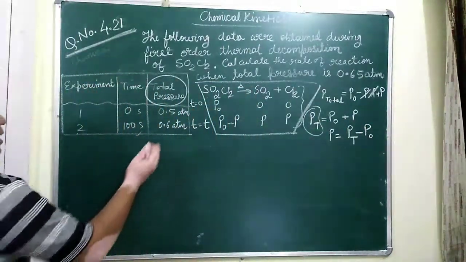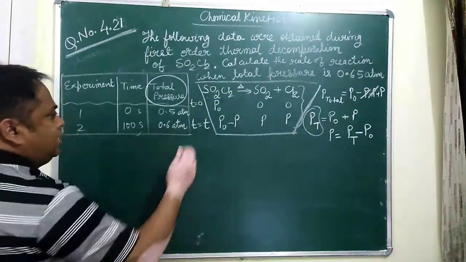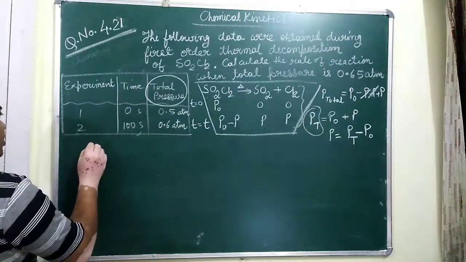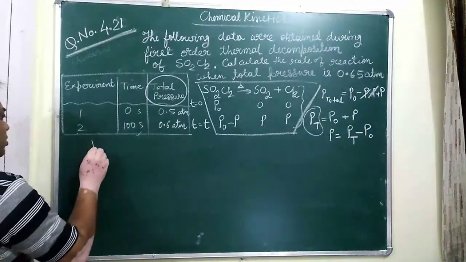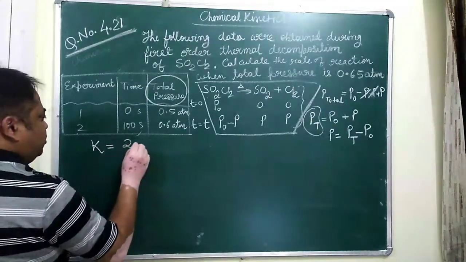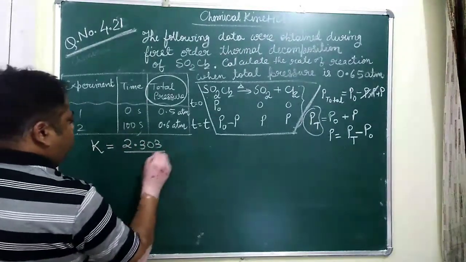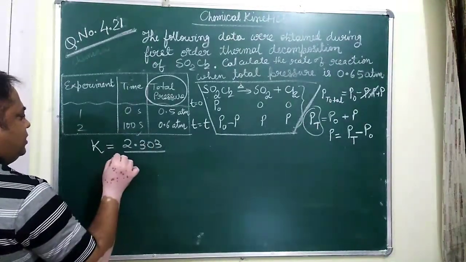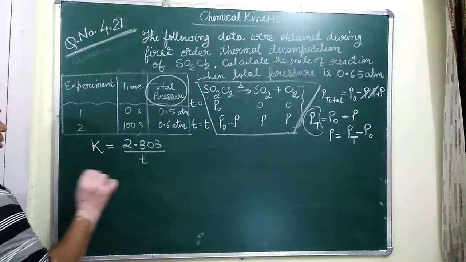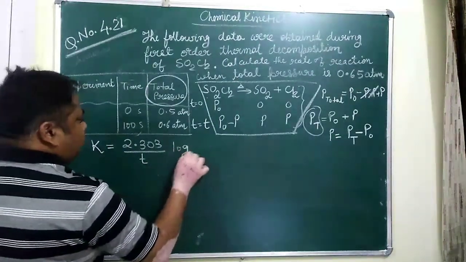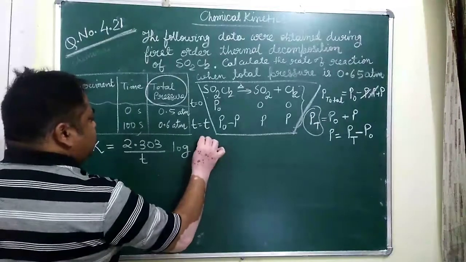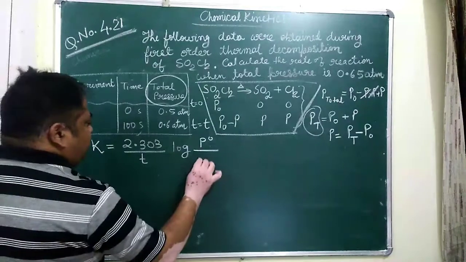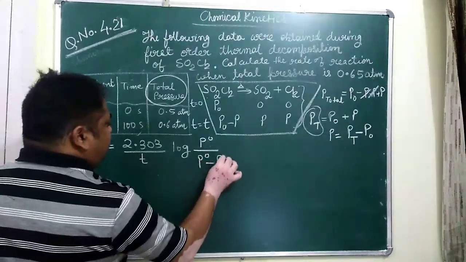Say if this was not a gas and was an ordinary reactant, I would have written mole per liter. So the same kind of equation can be used. So K for this will be equal to 2.303 by time, which is 100 seconds, let me write t as of now, log of initial concentration divided by initial concentration minus P.